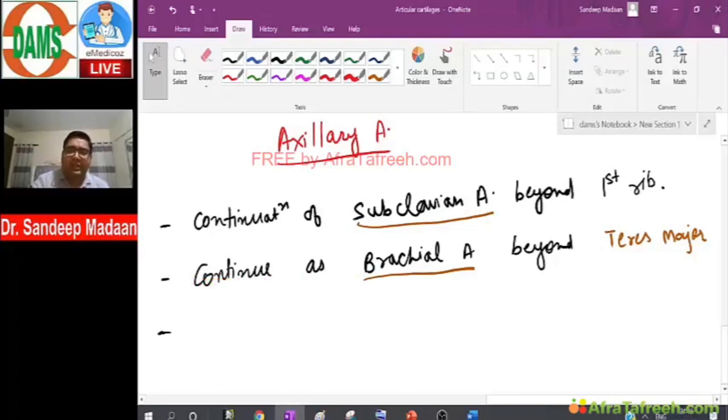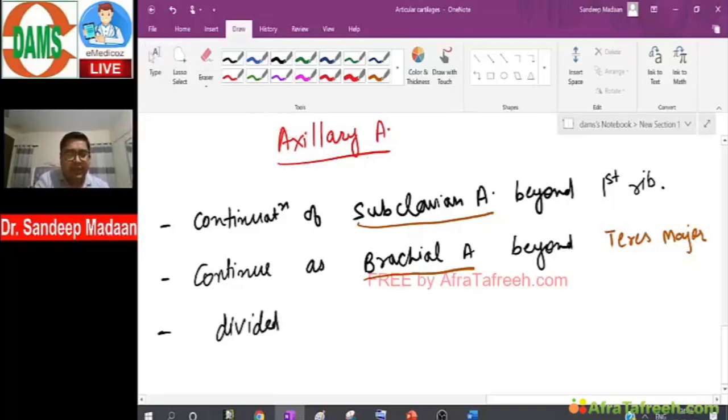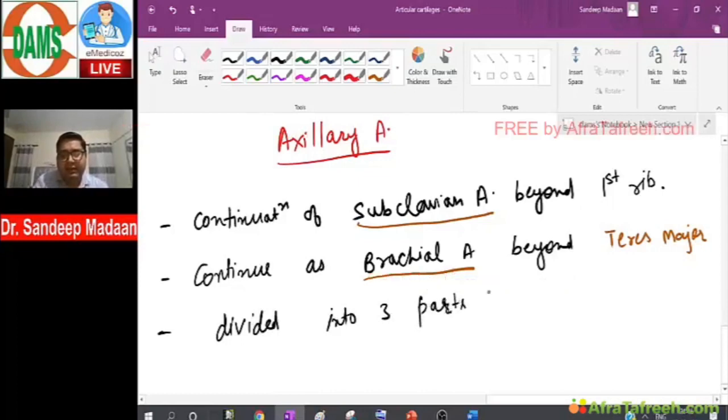Now let us proceed and understand. Axillary artery is a continuation of the subclavian artery beyond the first rib. It will continue as the brachial artery beyond teres major, and it is divided into three parts by the pectoralis minor muscle.